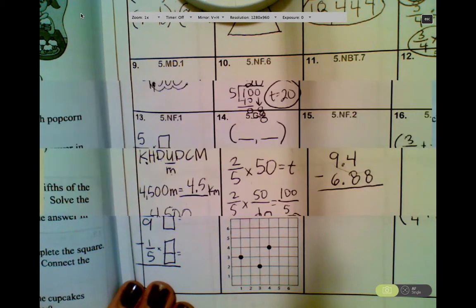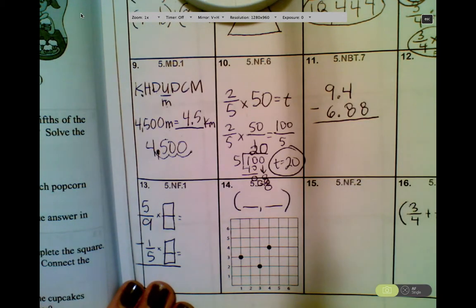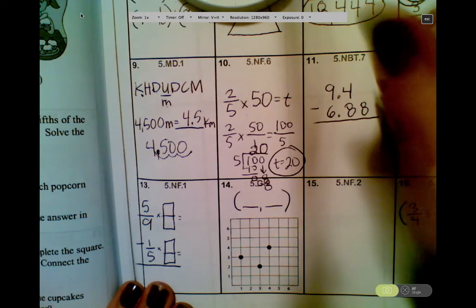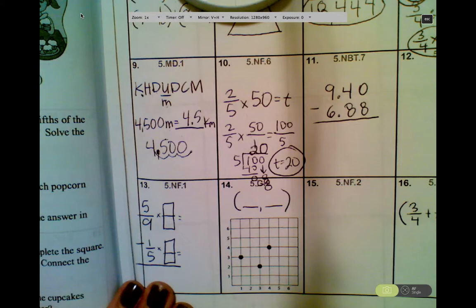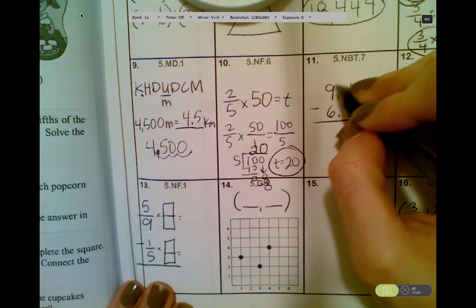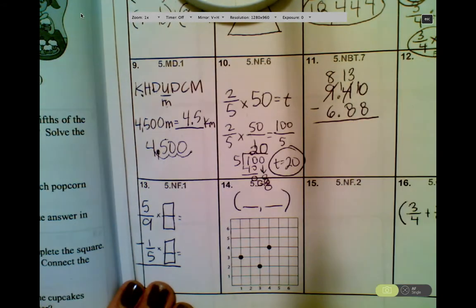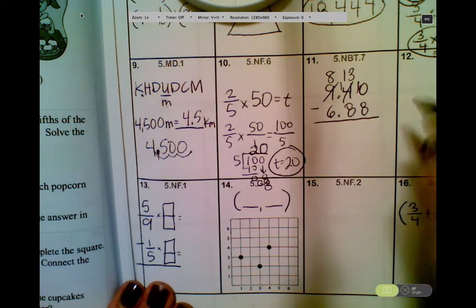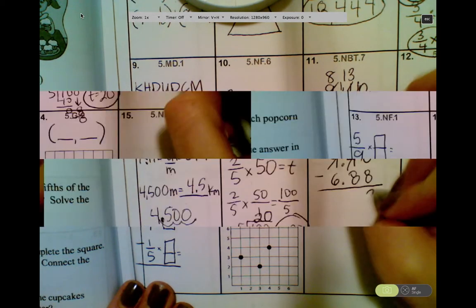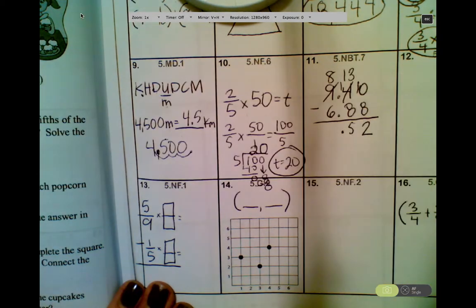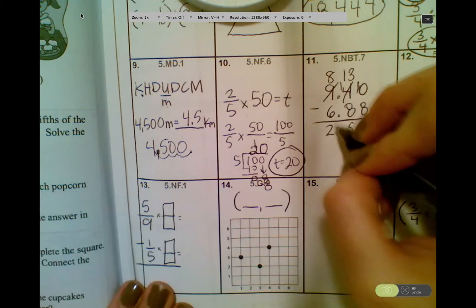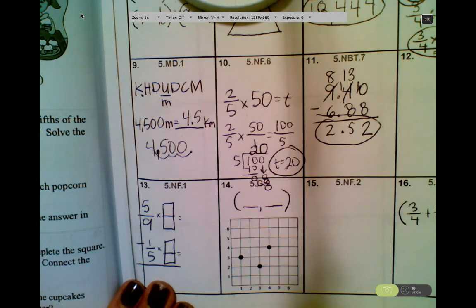Number 11. 9 4/10 minus 6 8/800. I'm going to put a 0 there as my placeholder, and I'm going to have to do some regrouping. Okay, 10 minus 8 is 2, 13 minus 8 is 5, and 8 minus 6 is 2. 2 52/100.